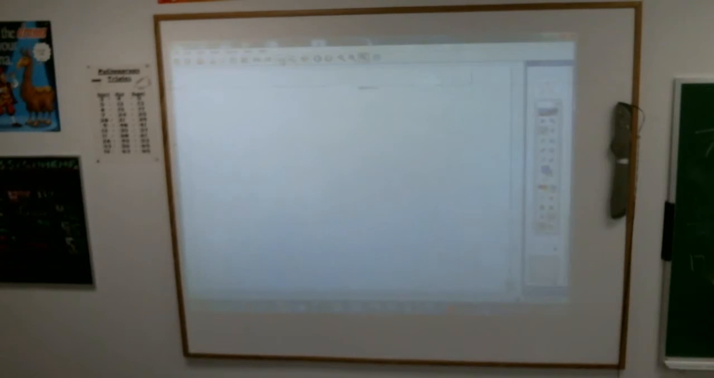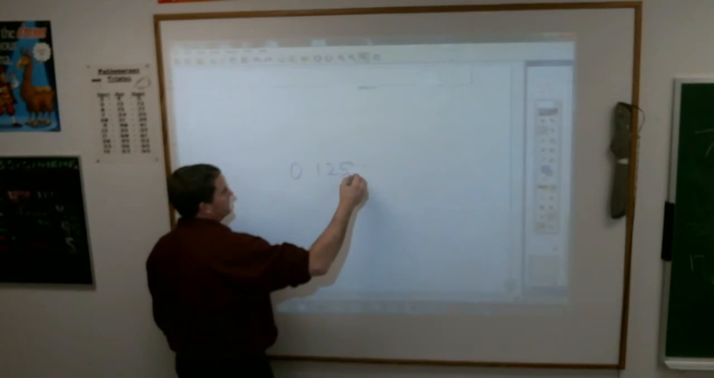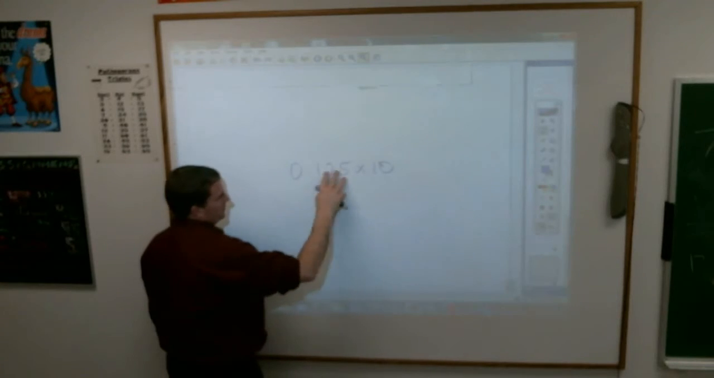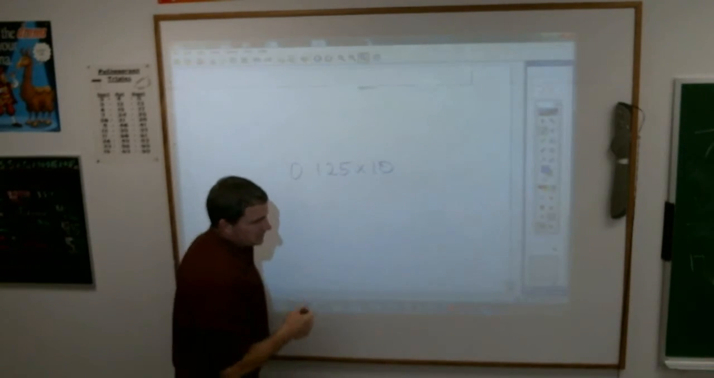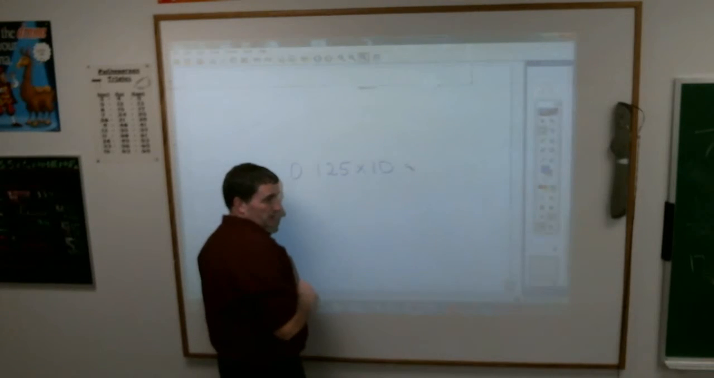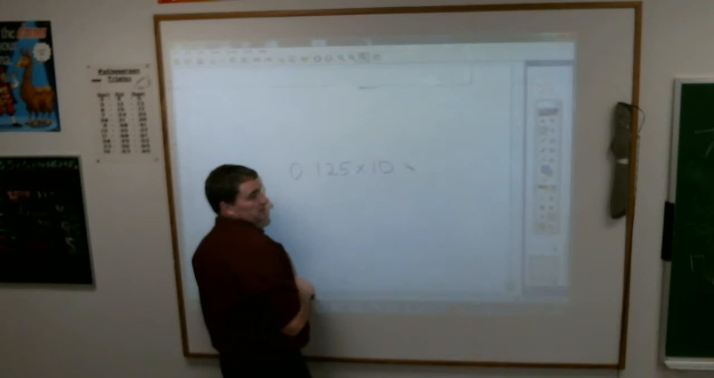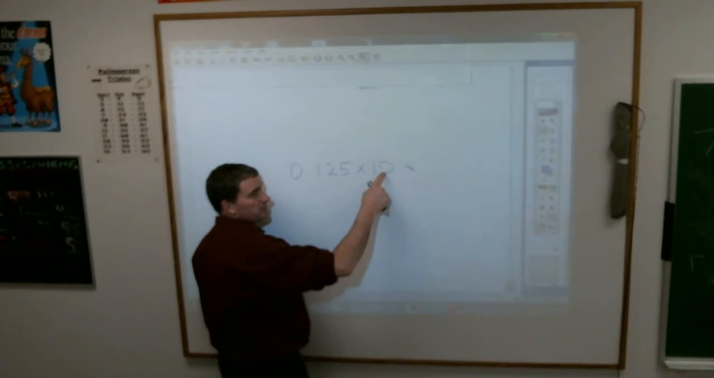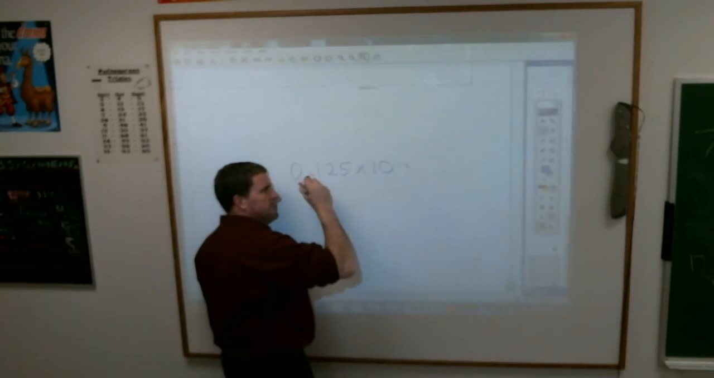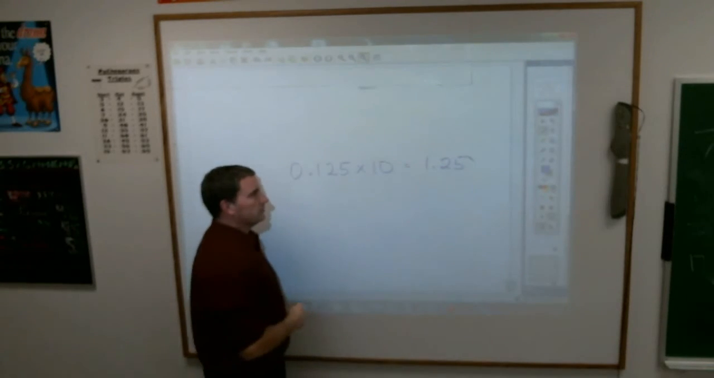If you saw a problem in a book, let's say you have 0.125 times 10, I do want you to write the problem out so you can see it, but you don't have to do any work because the answer to that is, move the decimal 1 place to the right. It starts here. Correct, 1.25. That's all the work you need to show.